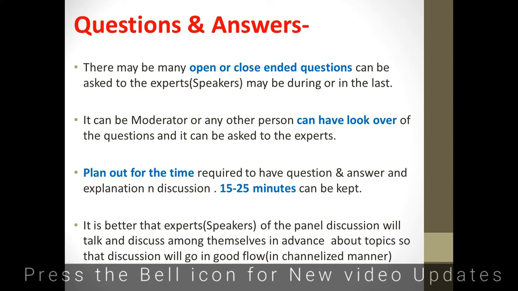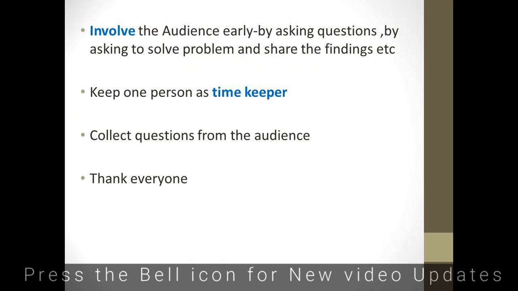It is better that the speakers of the panel discussion talk and discuss the topic among themselves in advance, so that the discussion will go in a good flow, in a channelized manner. When they meet each other, they can plan it out and discuss. Involve the audience early by asking them questions or asking them to solve problems and share their findings, and then start with the discussion.